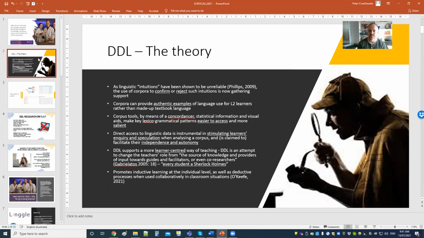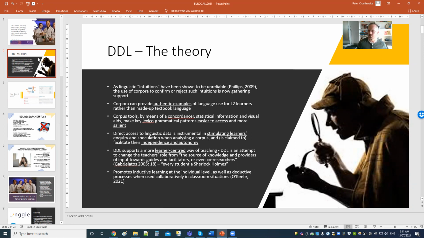And the approach as a whole has been claimed to stimulate learners' inquiry, promote learner independence and learner autonomy, and promote a more learner-centered way of thinking in the classroom, where students are answering their own questions about language using the data, rather than relying on their teacher as the sole source of knowledge.